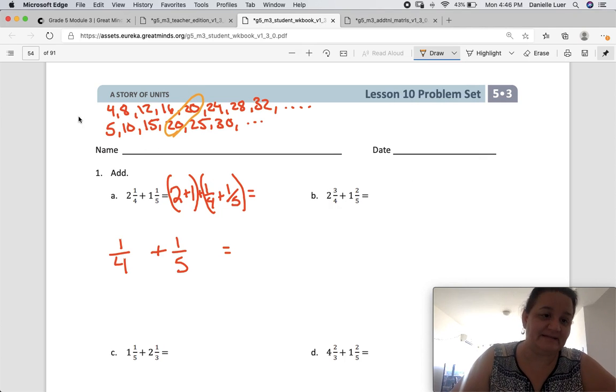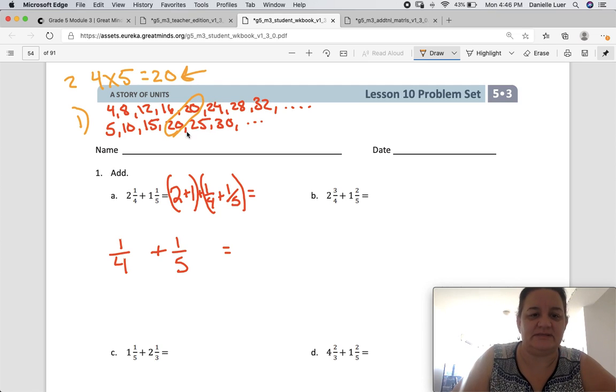The other way, that's number 1, the other way is I could just multiply my 2 denominators. 4 times 5 equals 20, okay? Now this will get me a common denominator, but it's not always the least common denominator, and this will definitely get me the least common denominator.